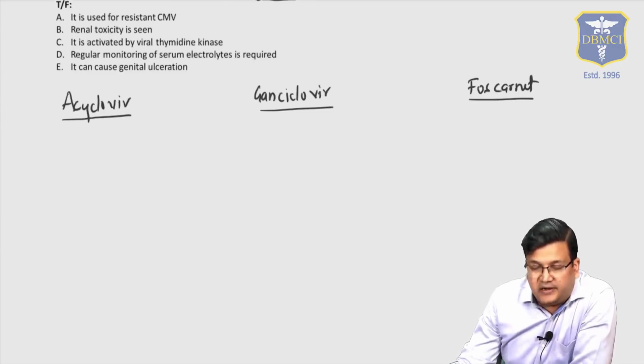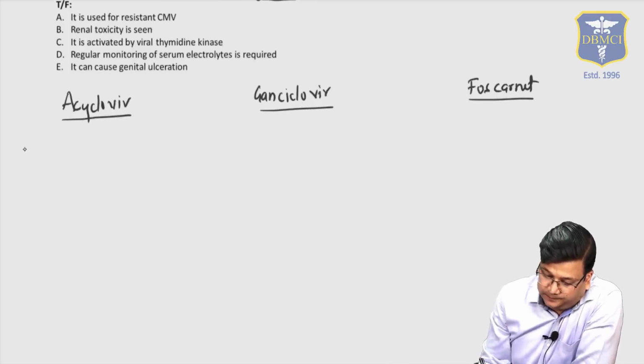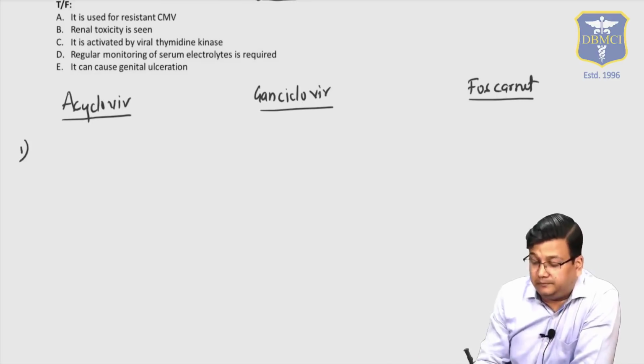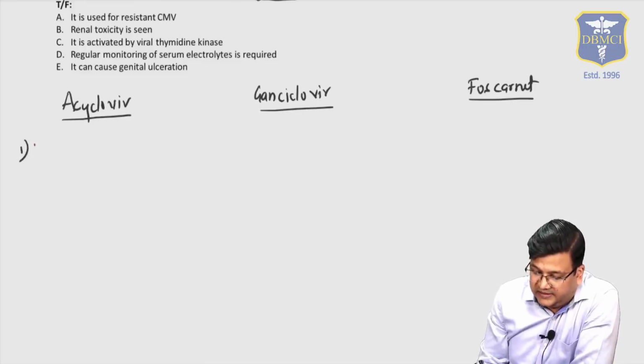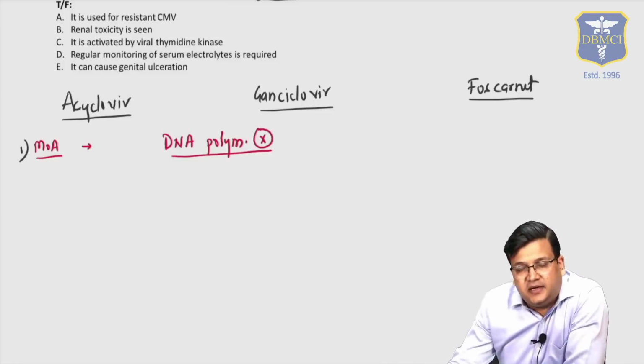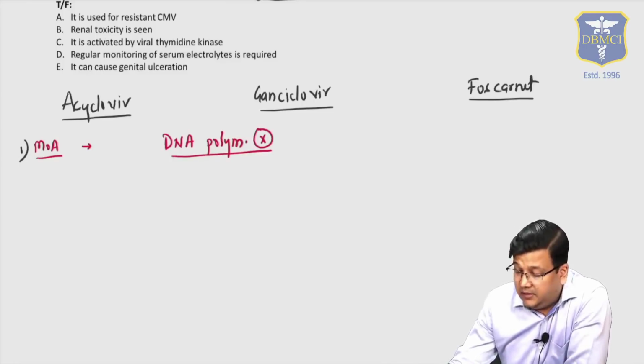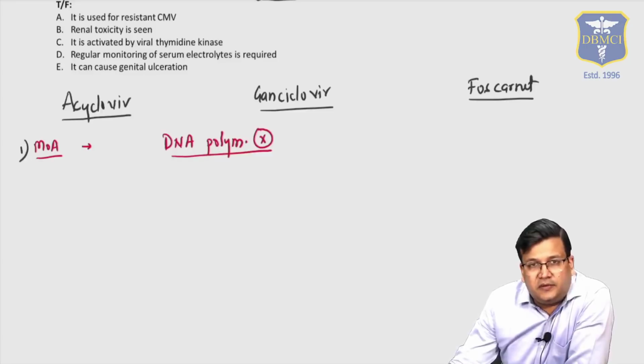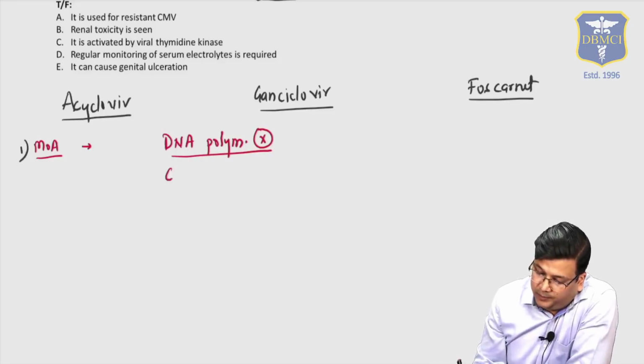How do acyclovir and ganciclovir act? First thing, we need to remember the mechanism of action of these drugs. So you write that acyclovir and ganciclovir both are inhibitors of DNA polymerase. Remember, herpes viruses are DNA viruses, so they have DNA polymerase enzyme that is inhibited by acyclovir and ganciclovir both in a competitive fashion.